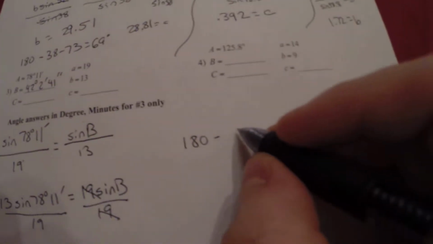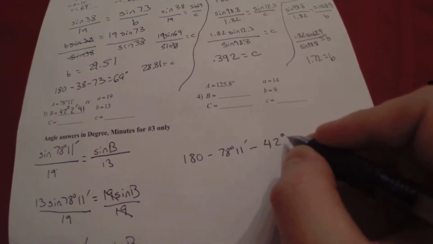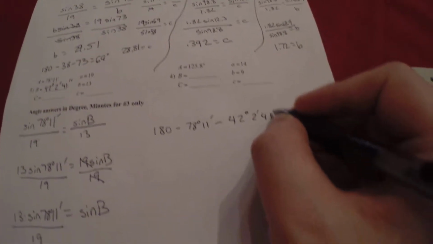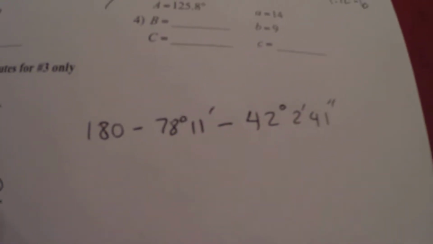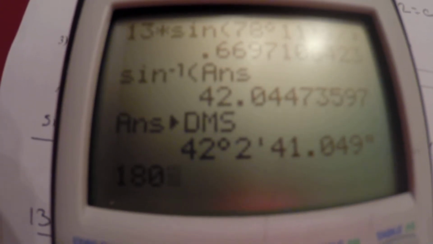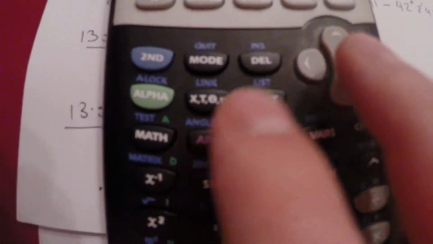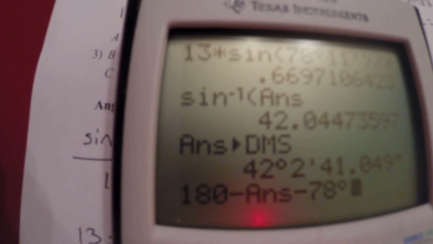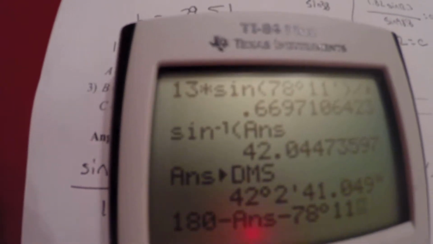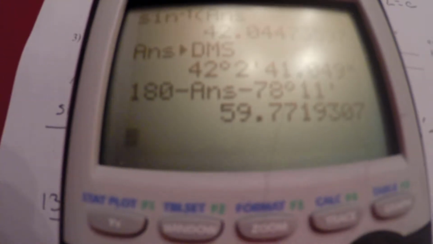You're going to do basically what we've been doing: 180 minus 78 degrees 11 minutes minus 42 degrees 2 minutes and 41 seconds. More precise, better. So I'm going to do 180, and since I already have 42 degrees 2 minutes 41 seconds on there, I'm just going to hit minus, second answer. Minus, and now I'll type this in: 78 second apps degrees, 11 second apps minutes. Enter. And we got 59.77.